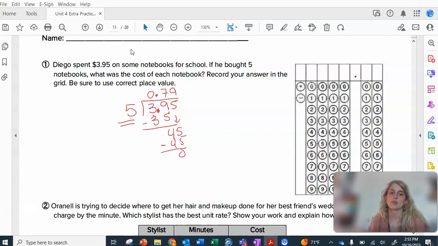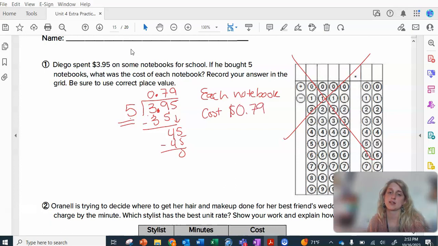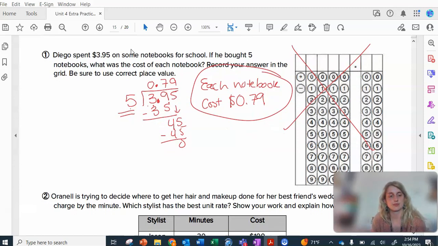No more remainder. So our answer is, and you do not need to write it in here, each notebook, I am looking for complete sentences, each notebook costs 79 cents. Ta-da! Next one.